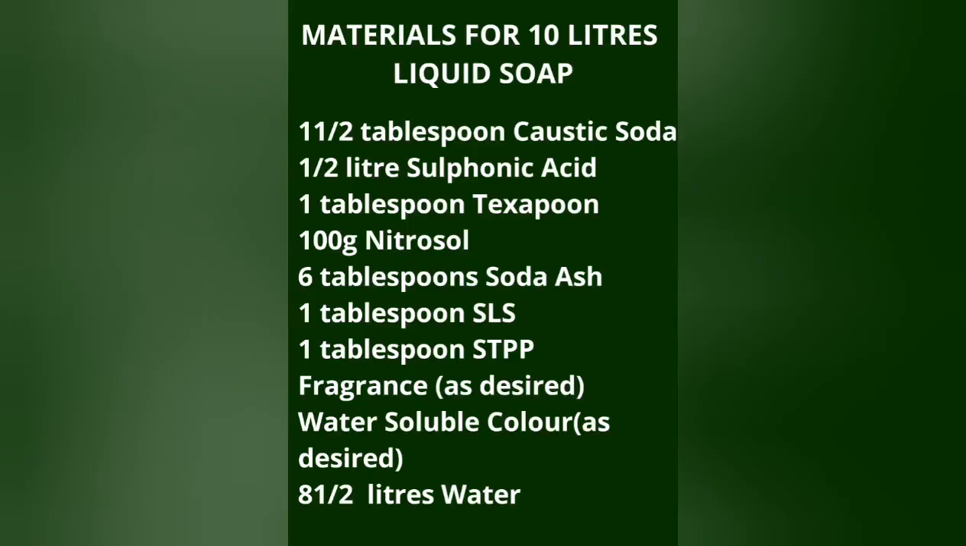The raw materials we need for 10 liters of liquid soap and their measurements are 1.5 tablespoons caustic soda, half a liter sulfonic acid, 1 tablespoon hexapon, 100 grams nitrosol, 6 tablespoons soda ash, 1 tablespoon SLS, 1 tablespoon STPP, fragrance as desired, water soluble color as desired, and 8.5 liters of water. Here are basically the measurements and the raw materials for 10 liters of liquid soap.